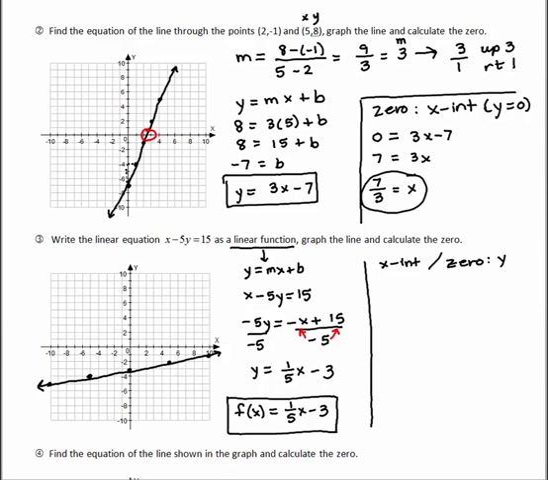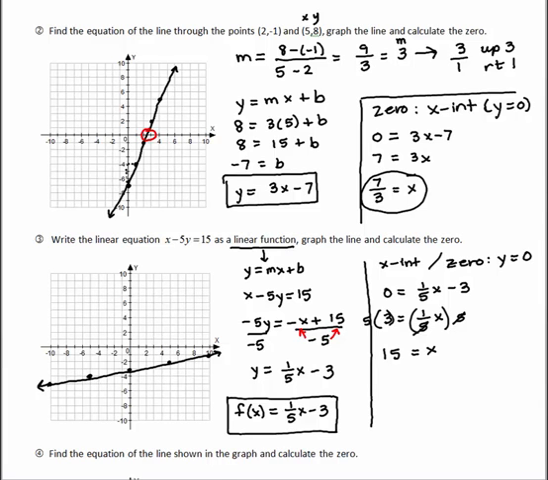we'll plug in again y equals 0. So 0 equals 1/5 x minus 3. Adding the 3, I get 3 equals 1/5 x. And multiplying both sides by 5, I get 15 equals x.